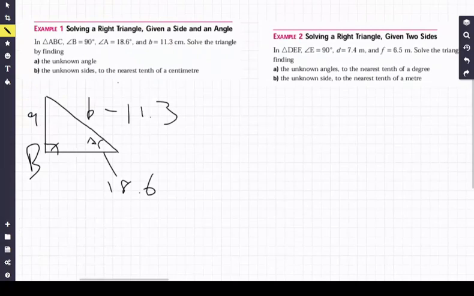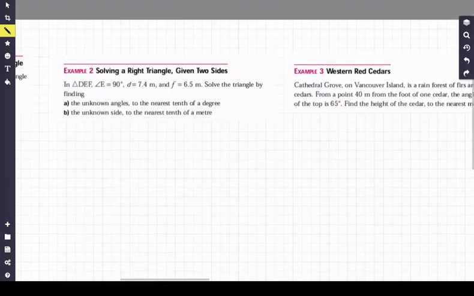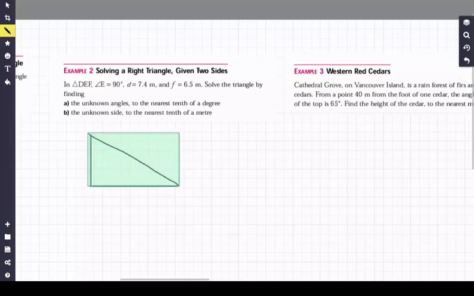Let's go ahead and do this question. So we're gonna solve another right triangle, D, E, F. We have another angle here. This is E, so this side is small e. It doesn't really matter which side we put on. I'll just put this as D, and then I'll put this as F.